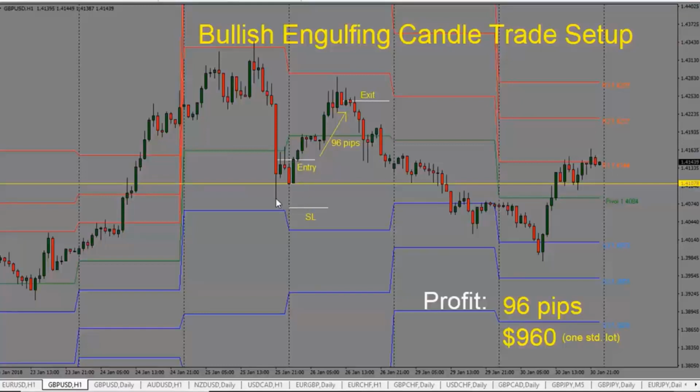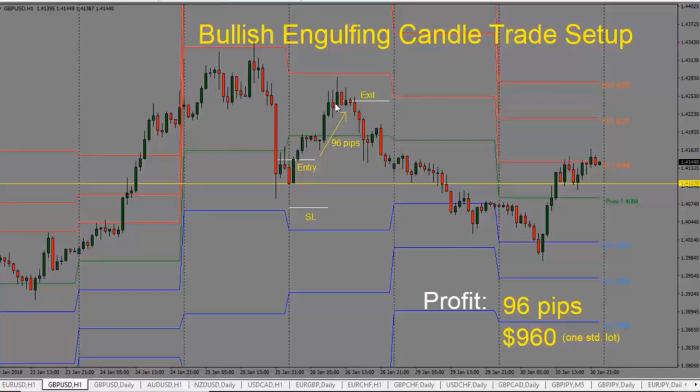Our stop would go below the pin here. We want to make sure we give the trade enough room to breathe just in case price comes and tests this level one more time. So we place our stop at the bottom here and we stay with the trade as the price moves higher.